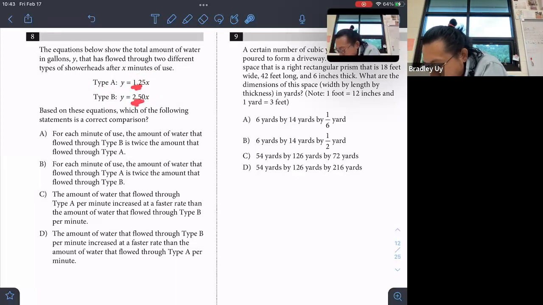And so these are rates. But let's look at the answer choices. For each minute of use, the amount of water that flowed through type B is twice the amount that flowed through type A. That sounds pretty good to me, so I would consider that. I'll go back to it again.